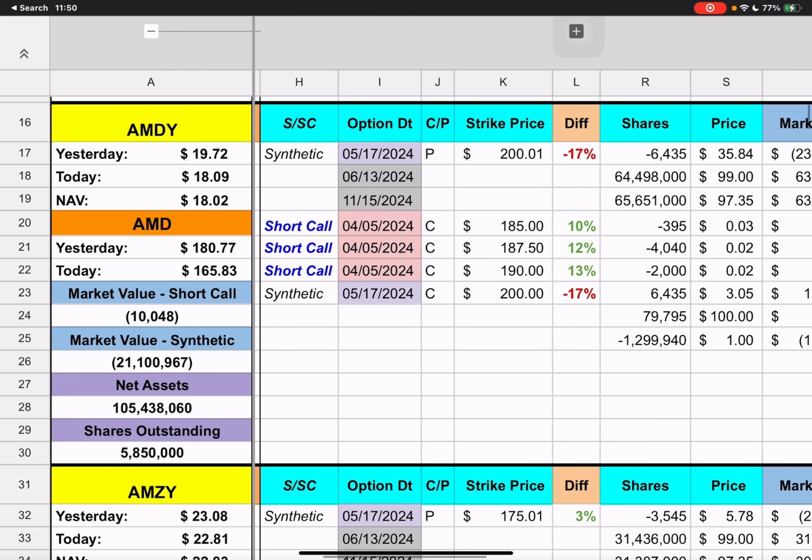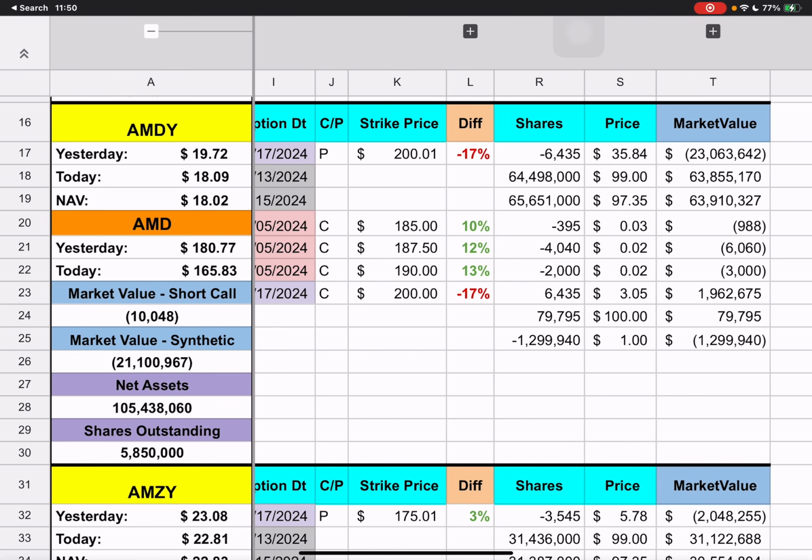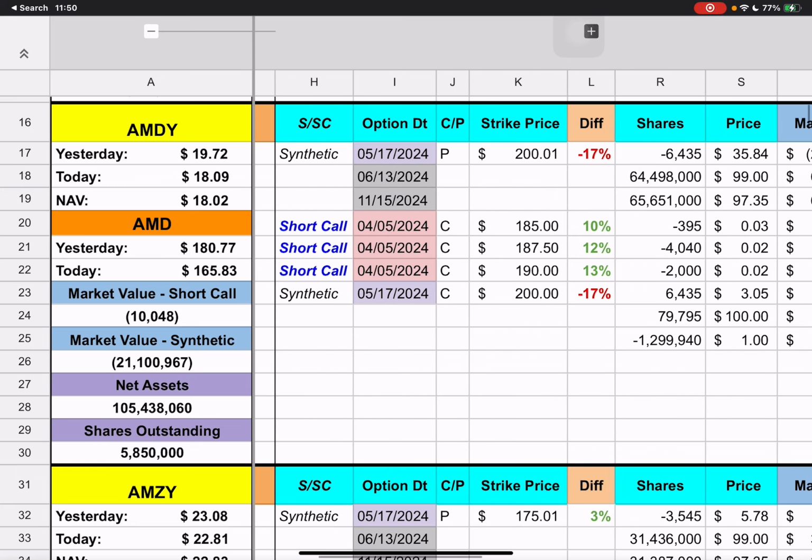We'll just look here. We have three short calls. Those all expired today, and we're under those by 10, 12, and 13%. So hopefully, it shows yesterday they could have closed them out at 2 or 3 cents. So hopefully we got those out at 1 cent today.